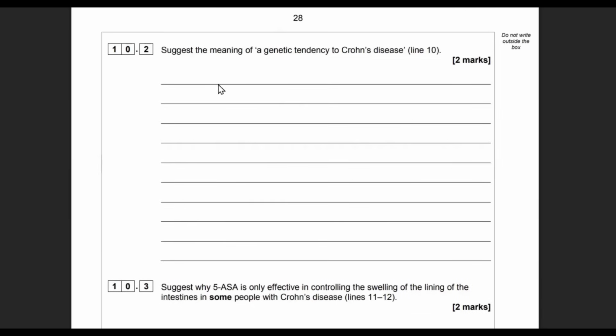So the next question says, suggest the meaning of a genetic tendency to Crohn's disease, line 10. So why would some people have a genetic tendency to Crohn's disease? This would be down to a genetic mutation. They've got a mutation, a change in one of their nucleotide base sequences, that means they make a different protein, or they have an allele. So they have a genetic mutation which has given rise to an allele, which is a type of gene.